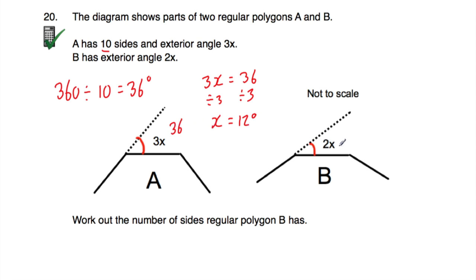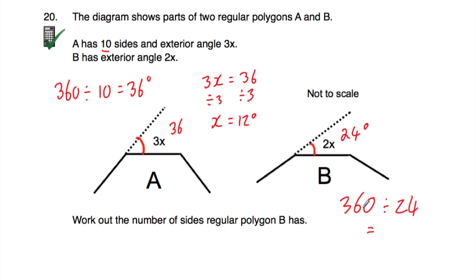Now if we go over here, this angle is 2x. So that means that if we multiply 12 by 2, that's going to be 24 degrees. So that means the size of this exterior angle is 24 degrees. And because it's a regular polygon, all the exterior angles in this polygon have got a size of 24 degrees. So if we take the sum of the exterior angles, which would be 360, and divide that by 24, that would tell us how many exterior angles there are. And then that will tell us how many sides there are.